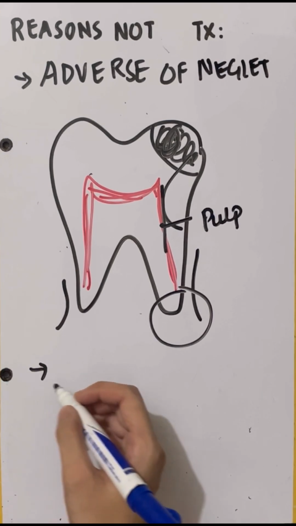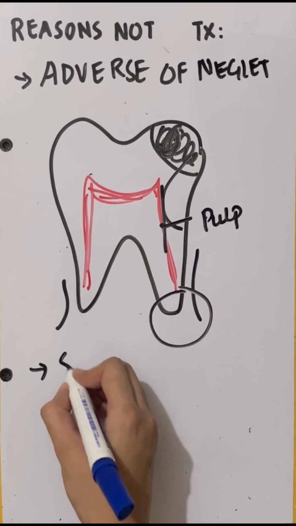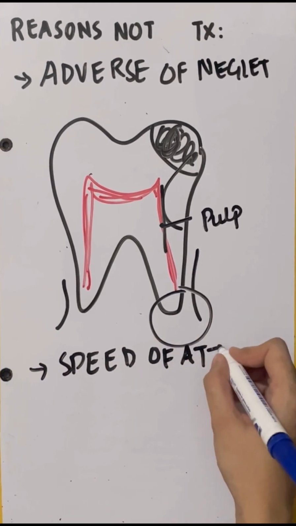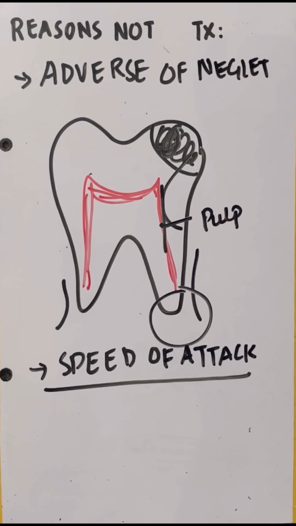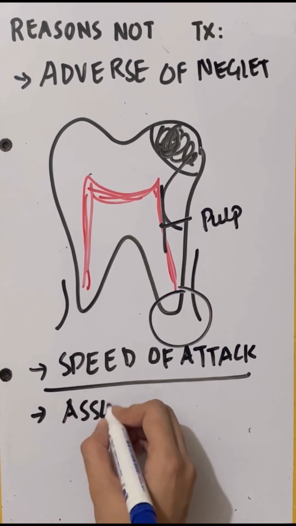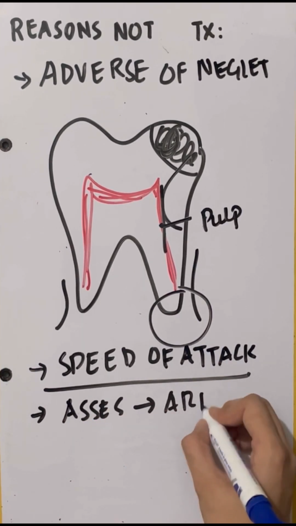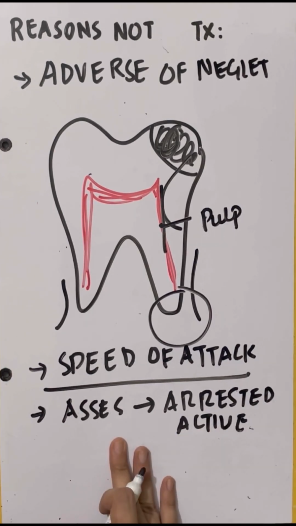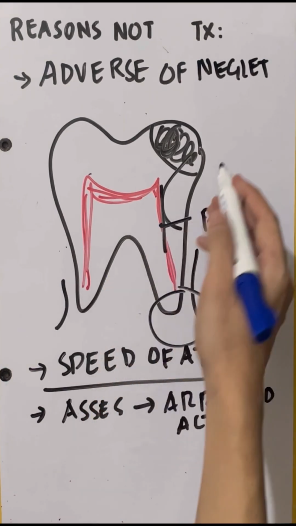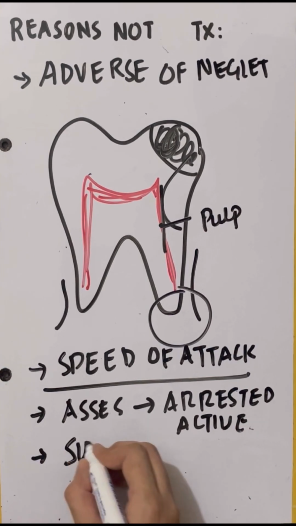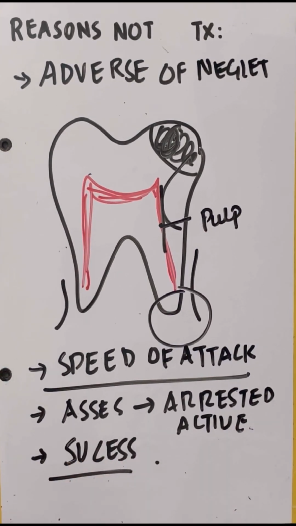The second thing that leads us to treat is the unpredictability of the speed of attack. Mostly caries lesions are slow to progress, but in some people it can be fast. So avoid delaying the treatment. The third thing is we cannot assess whether the caries are arrested or active. When we are unable to decide if they are arrested or active, we will treat the lesion. The fourth thing is success when careful treatment is provided. If we provide careful treatment, there are chances that the tooth will survive.